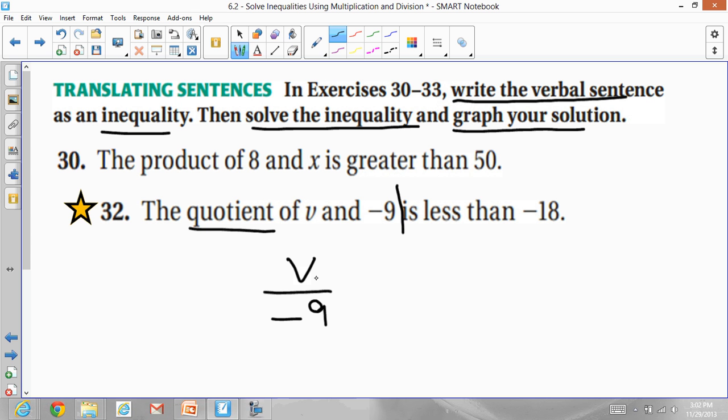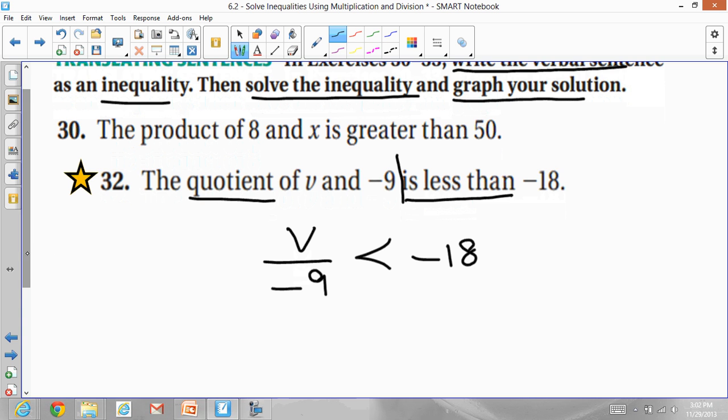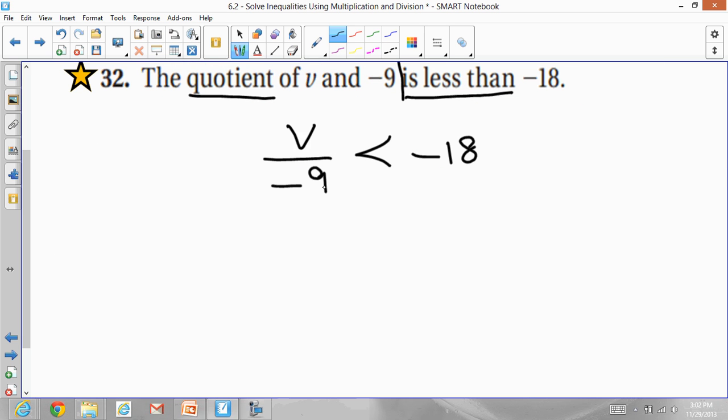The quotient is the answer to a division question. So it's less than. So this is less than -18. And remember the word less than. L is my capital L tilted sideways. So the first part, writing it, is done. The second part, you need to solve it. So you need to find what v is.